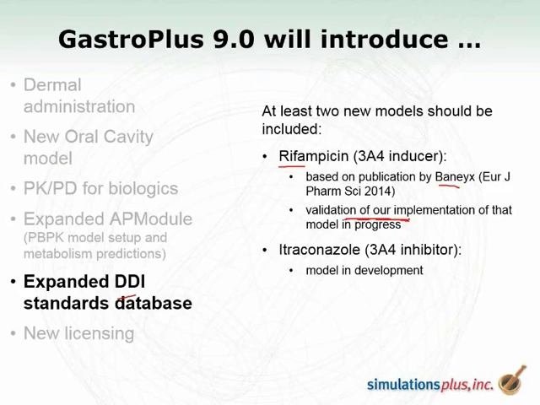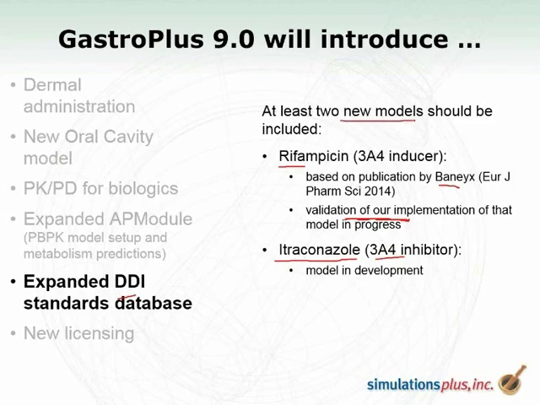Another recently very frequent request for the new model in DDI is alternative 3A4 inhibitor. So we are working on adding the itraconazole model as an alternative to the already existing ketoconazole model as a 3A4 inhibitor.